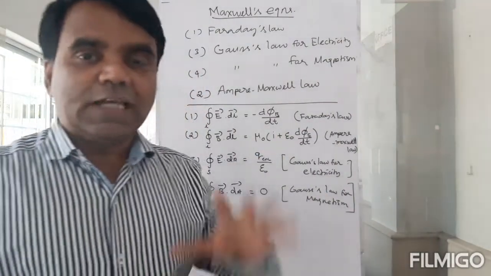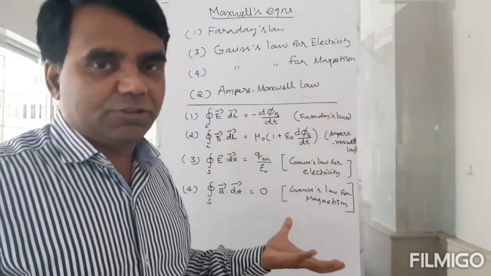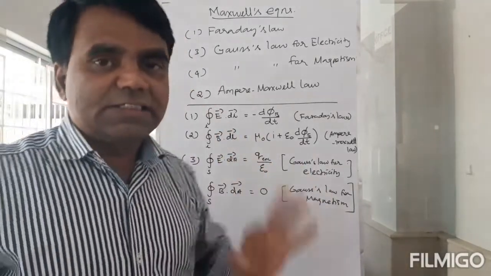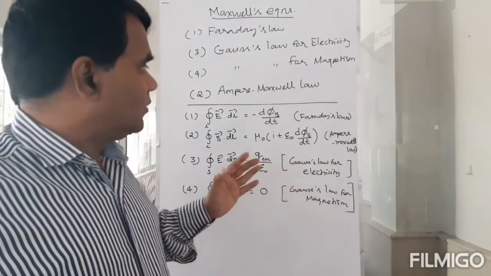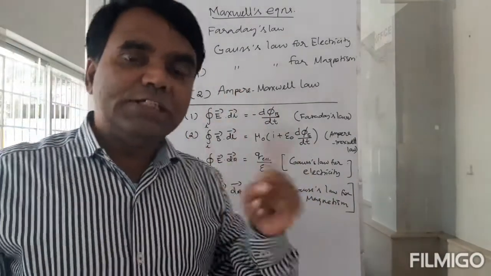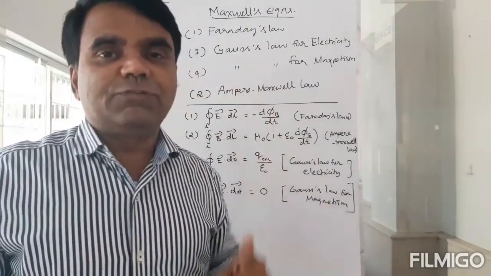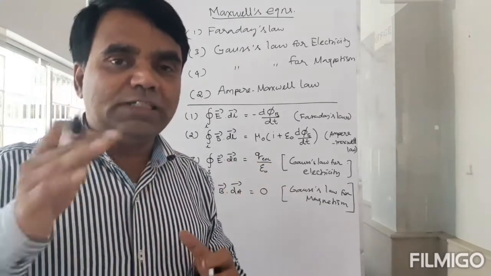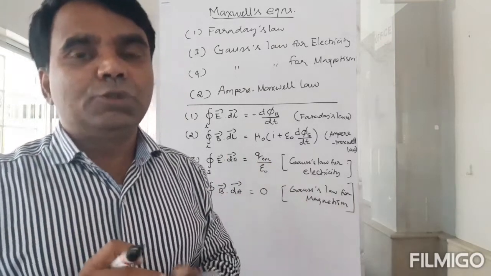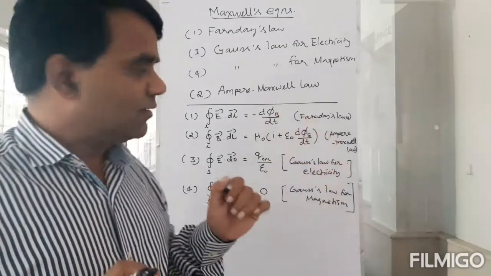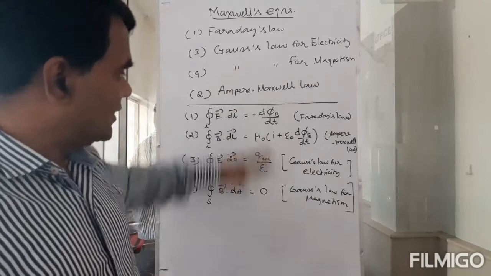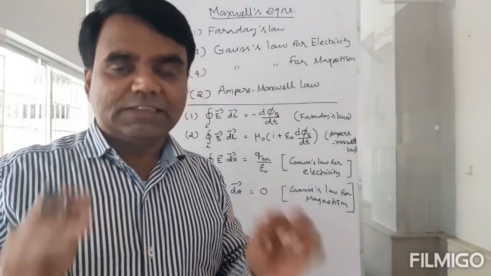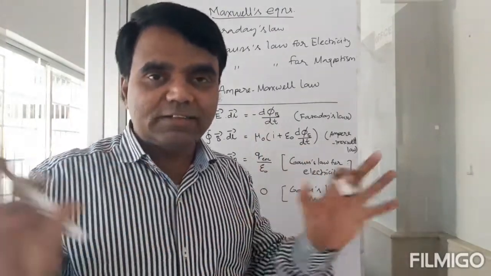These four laws, along with the Lorentz force equation, completely describe what we know about electricity and magnetism. Apart from these four laws, all you need to know is the Lorentz force equation. F is equal to QE plus QV cross B, that equation. If you add that, then all these five equations completely describe electricity and magnetism. You don't need anything else. Okay?